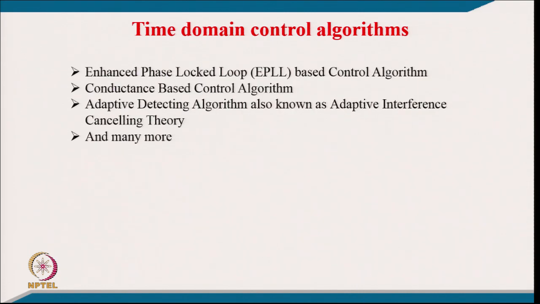Then the additional algorithms are the enhanced PLL based control algorithm, conductance based control algorithm, adaptive detecting algorithm, also known as adaptive interference cancelling algorithm, and many more. Of course, these are just the classification of control algorithms. We would like to confine ourselves to explaining how we can really implement and how we can really simulate the whole system with these control algorithms.